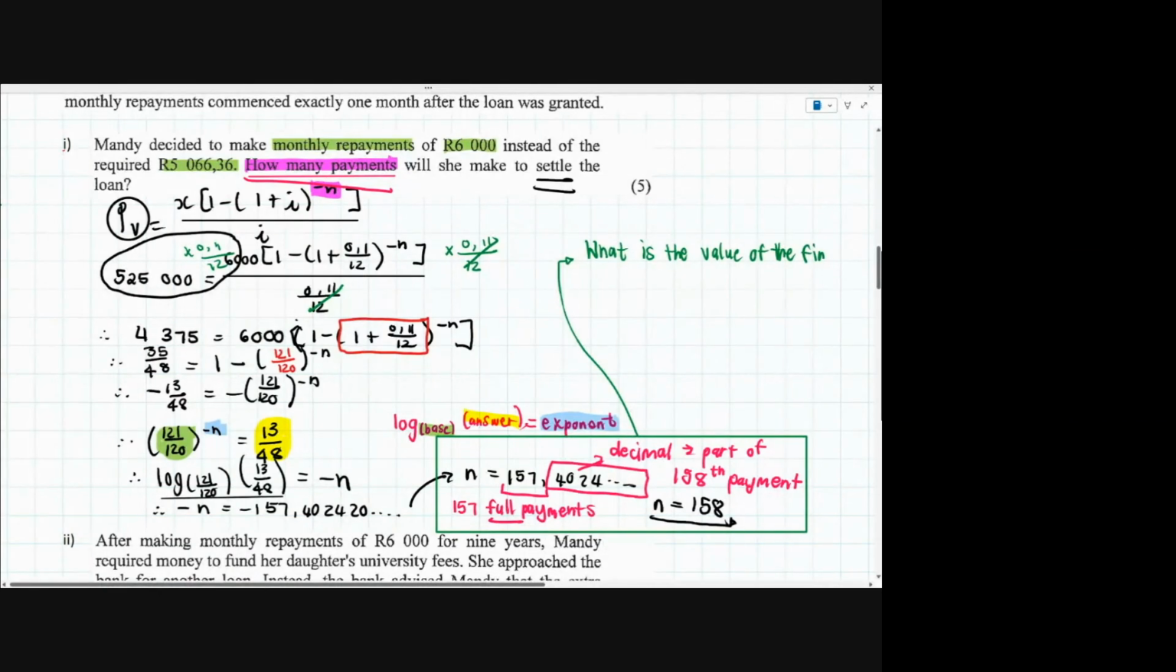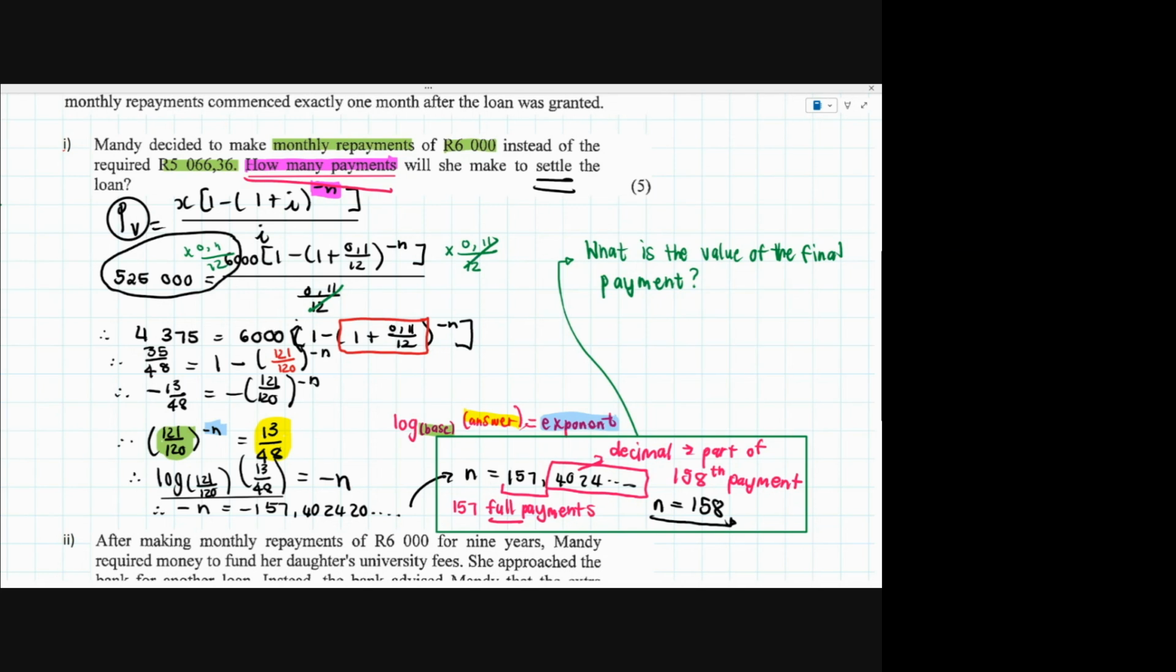So how much does she pay in that 158th payment? Now, the reason this is an important thing to be able to do is because in real life, often with your loans, that final payment is not the same as your monthly repayments. So we know that every month she's been paying 6,000 Rand. What often happens with a loan is that last payment is different. Sometimes it's a bit bigger, sometimes it's a bit smaller, but it's often different to take into account you needing to pay off all of the interest that remains on your loan agreement. And so often that final amount is a little bit different.